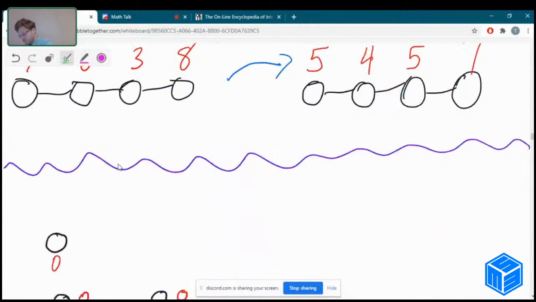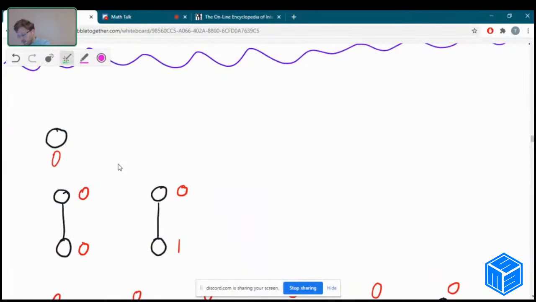Okay, let's try this. So I have 0, 0, and 0, 1 written here as my period configurations. Remember that my rules state that I need to fix one of my vertices at 0. So I'm going to fix one vertex at 0, and I'm going to ask myself, is there any value I can assign to this second vertex such that we're already inside the period?